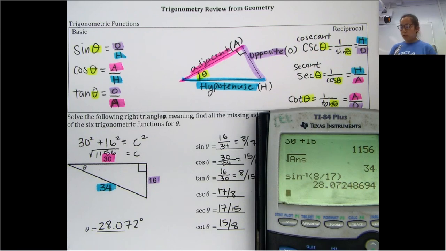Those are your 6 basic trig functions and reciprocal functions. You should now be able to evaluate each of the 6 trig functions given a right triangle. Go ahead and try some of the examples, and I'll see you in the next video.